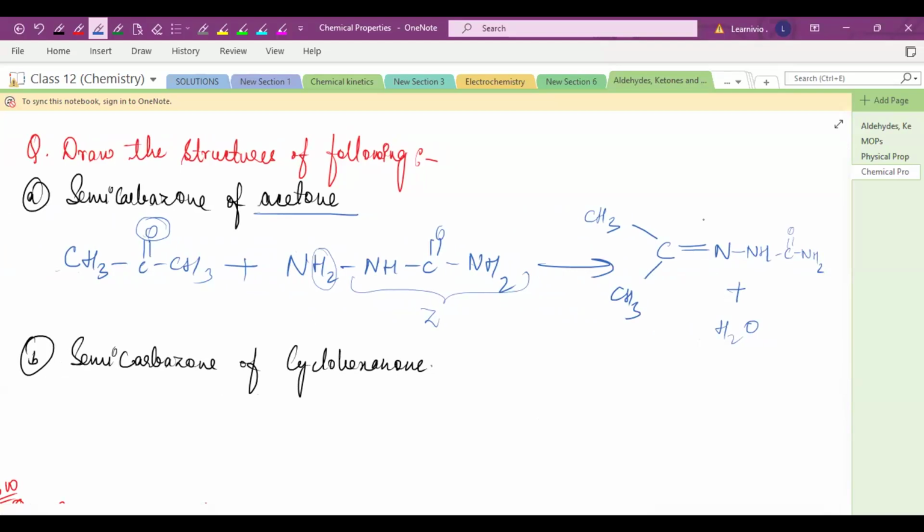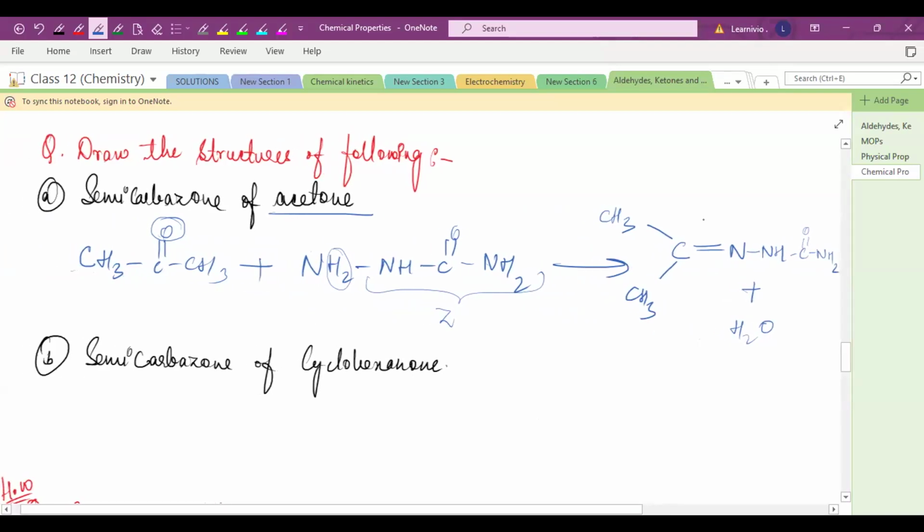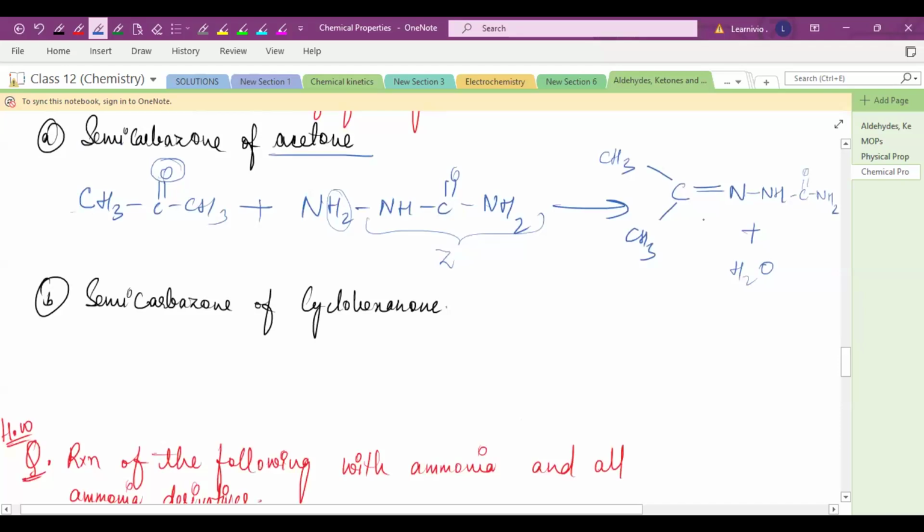Yes, ma'am. Next, draw it by yourself: semi-carbazone of cyclohexanone. The mechanism will be the same. If you understood the mechanism, you can do any question. Just quickly do that.